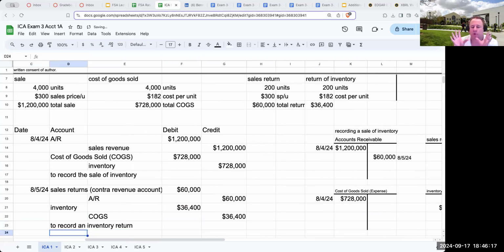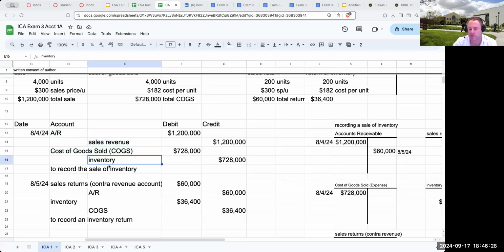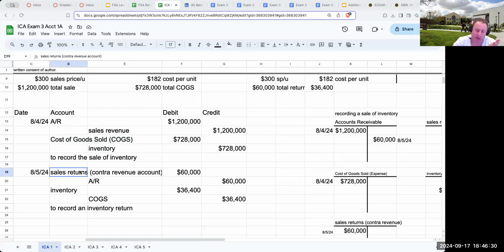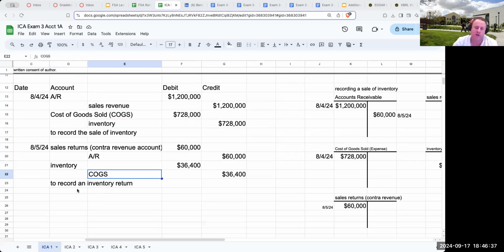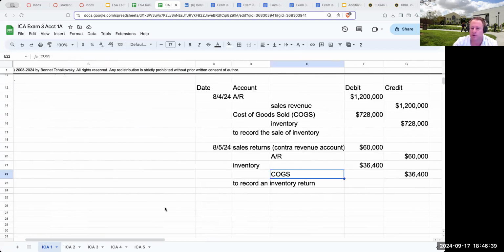Okay, so whenever I have a sale, this is always the format of the journal entry, always going to be the same. Debit to AR, credit to sales revenue, debit to cost of goods sold, credit to inventory. Whenever I have a sales return, I'm always debiting sales return, crediting AR, debiting inventory, crediting cost of goods sold. That's how I record an inventory return.